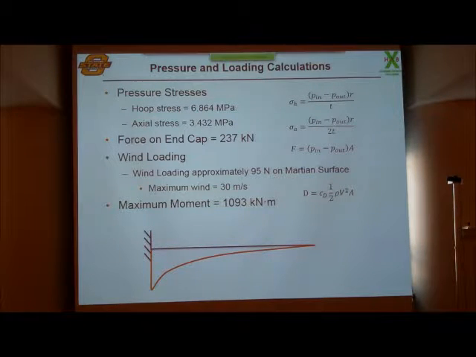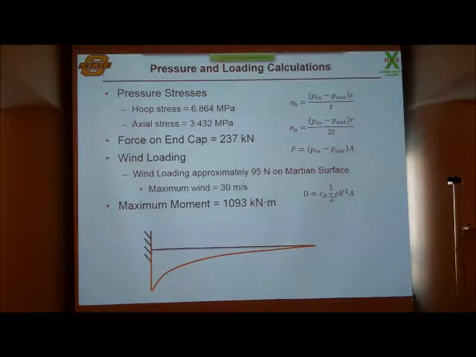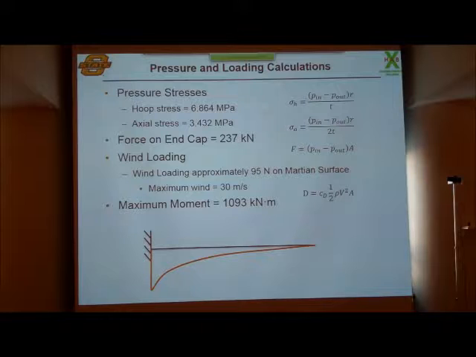And then finally, we also calculated the maximum moment on the green wing. And this moment is without considering the tension cables and the cast piles. So this would be considered a worst case scenario. And we come just short of 1,100 kilonewton meters, which is also below our limits.